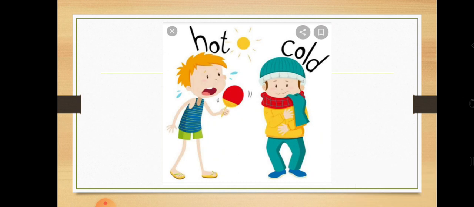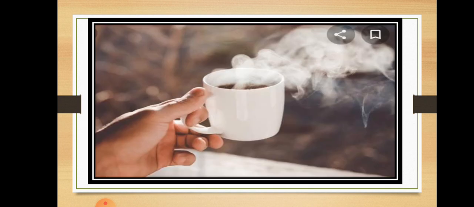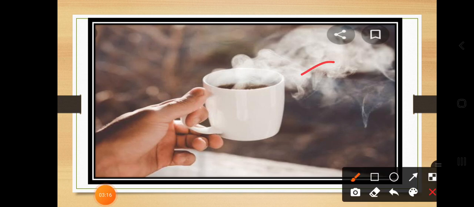In our day-to-day life, we come across numerous objects. We consider some objects hotter than others and some colder than others. Take the example of a cup of tea. It is very hot, so you can see the white fumes here. Another example is ice cream, which feels colder than recently cooked food or chapati. So hot and cold are relative terms. We consider an object hot in comparison to another object which is cooler.